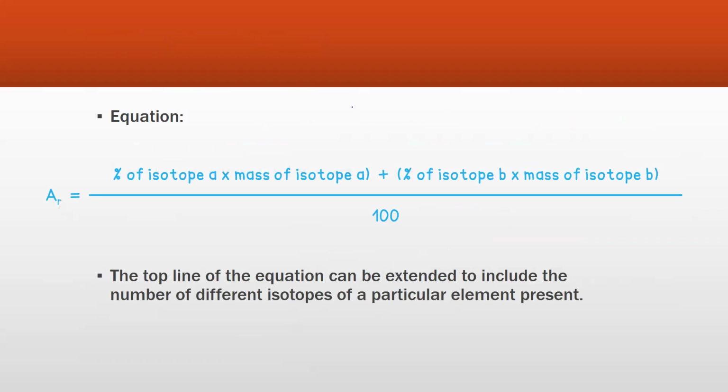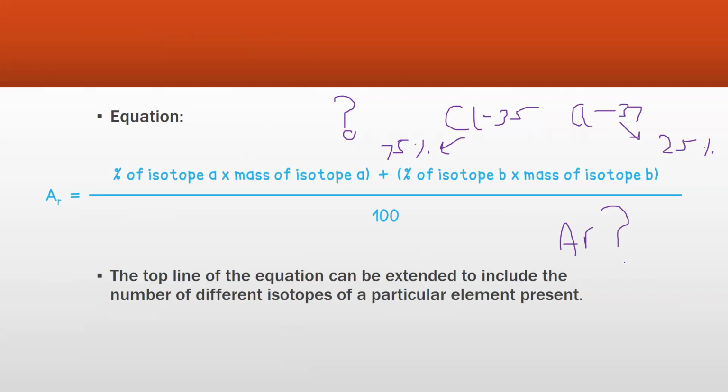How do you find relative atomic mass? अगर मैं आपको एक दूं, ये क्लोरीन 35 और एक मेरे पास है क्लोरीन 37. क्लोरीन 35 की abundance है 75% और क्लोरीन 37 की है 25%. Find the relative atomic mass. How will you do that? From the periodic table. Good.